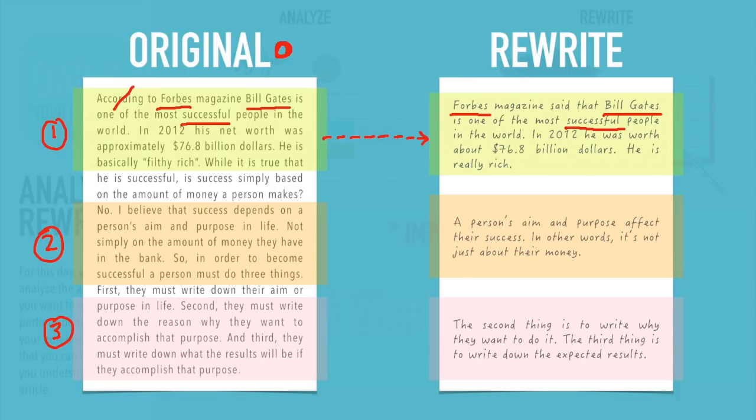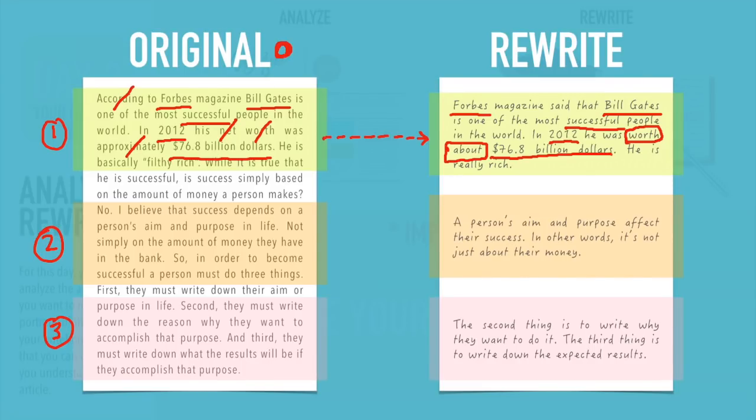Then I continued by saying in 2012, he was worth about $76.8 billion. Now, right here, I have 2012, and I also have that right here. Then I said, he is worth $76.8 billion. Now, that's also right here. But what you'll see is they said net worth and approximately. Instead, I said he's worth about. So instead of approximately, I used about.